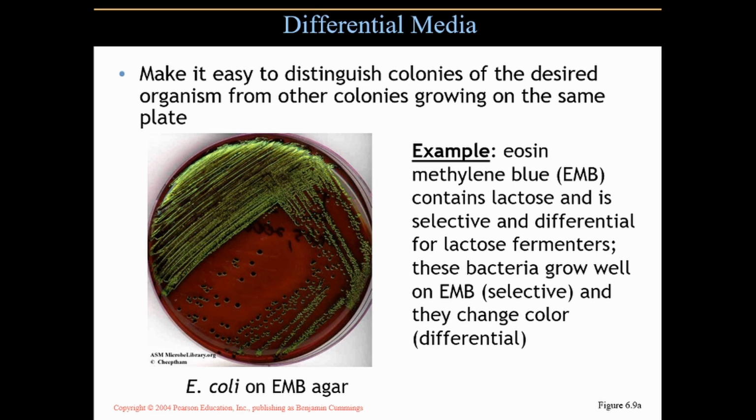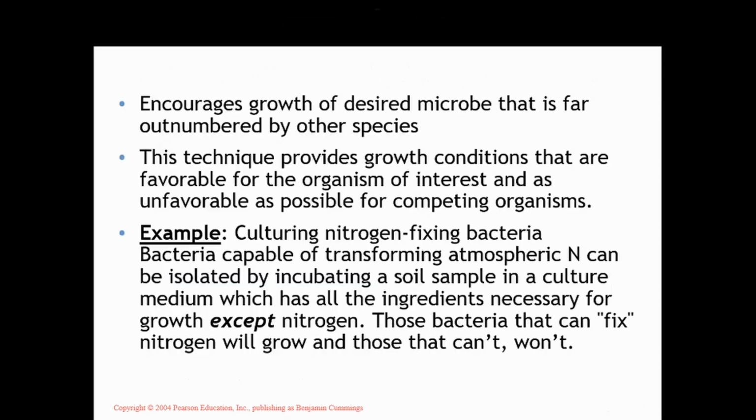So that color change enables you to differentiate E. coli from other bacteria that may be growing on the EMB, because other bacteria can grow on EMB, but they don't produce that metallic green color on their surface. So selective and differential almost always go together. The media have compounds in it that select for particular species, and then they also enable you to differentiate between species, usually because of a color change that occurs, either in the agar, or in the case of EMB, the color change occurs in the bacteria.